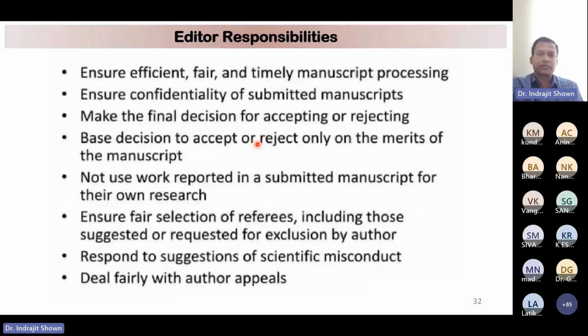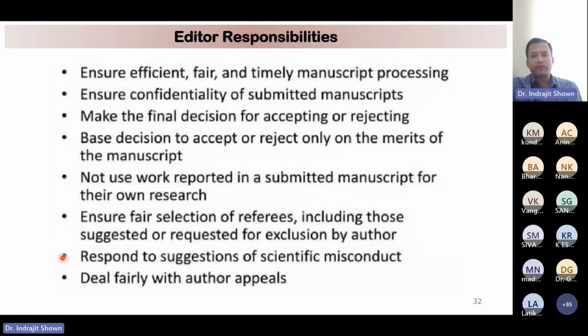And what are the editor's responsibilities? They ensure efficient, fair and timely manuscript processing, ensure confidentiality of submitted manuscripts, and make the final decision of accepting or rejecting. They base the decision only on the merits of the manuscript. They judge the merit of the manuscript. This is the most important part. They do not use or report the submitted manuscript, and that we should also declare. They ensure a fair selection of referees, including those suggested or requested for exclusion by the author. They respond to suggestions of scientific misconduct, because this is also one important part that all the high impact journals basically follow up.